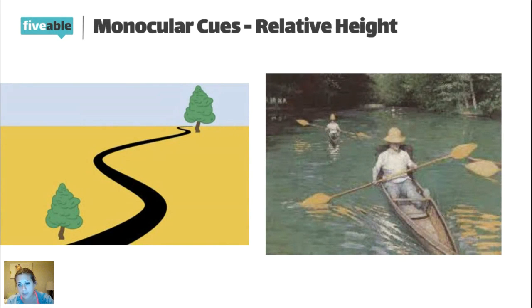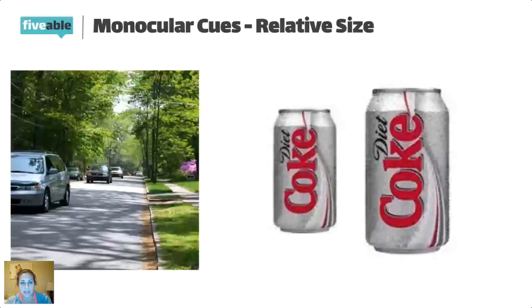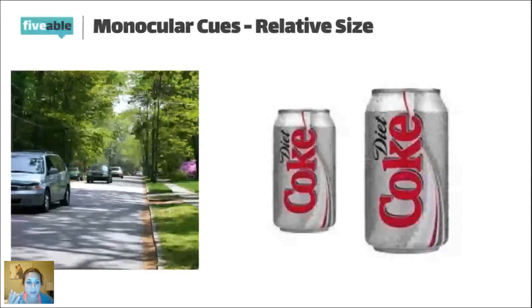And then the last thing is relative size. Same sort of idea. The thing that is bigger in our visual field is interpreted as being closer. So the can of Diet Coke on the right looks closer than the one on the left because it's larger. That van on the left is larger on my retina. It casts a larger image onto my retina, so I perceive it to be closer than the next car in line.